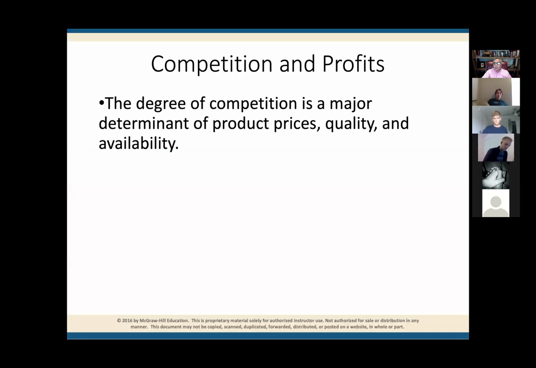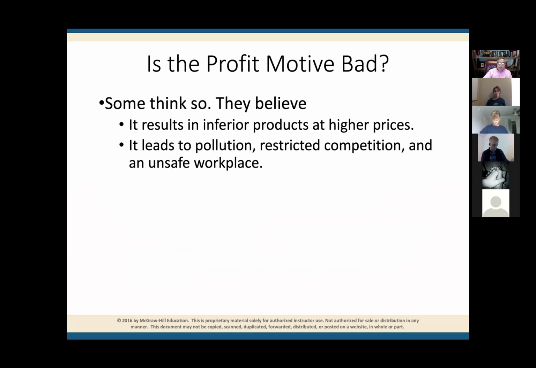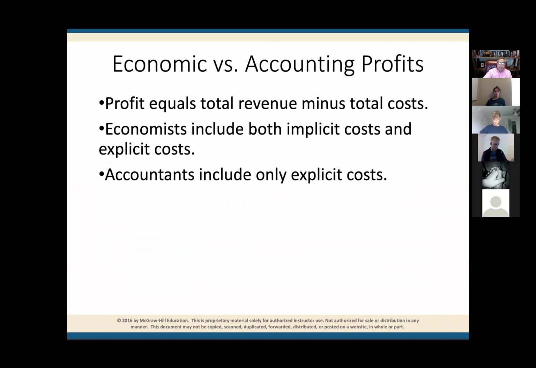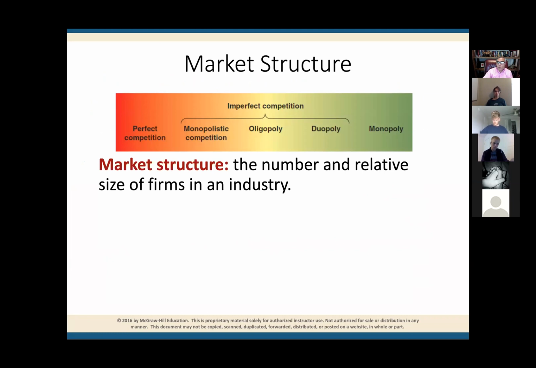Okay, so again, the degree of competition is actually a major determinant of the product, the prices, the quality, and the availability of products. Like I said, there are different environments in which companies operate. Well, let me jump there and then I come back to this. There are actually 4 different types of environments in which companies operate. From one extreme, we have an environment in which a company is a monopoly. And a monopoly is a market structure in which only one company dominates the industry.